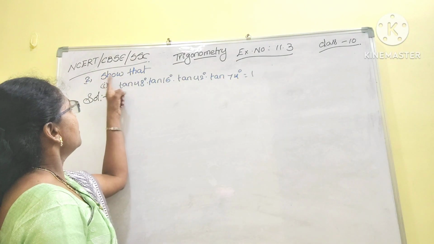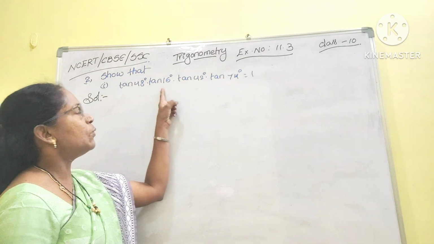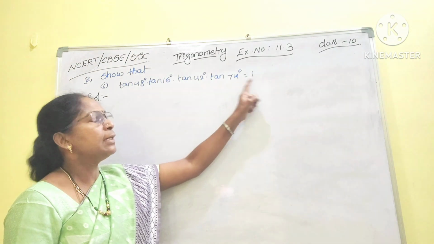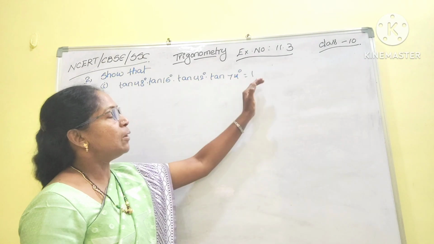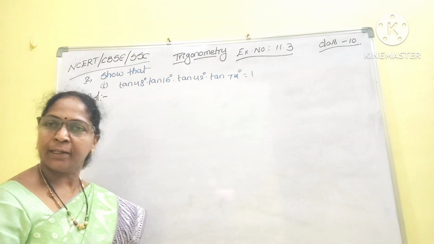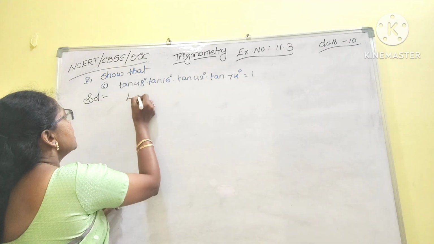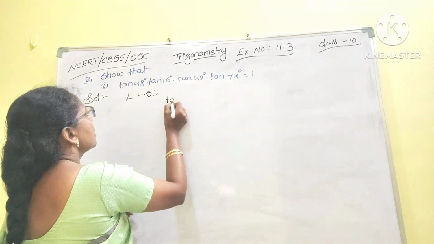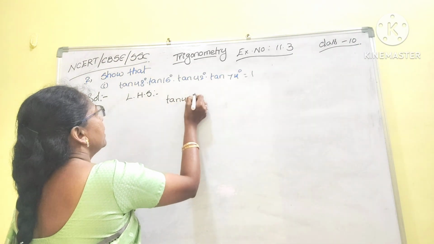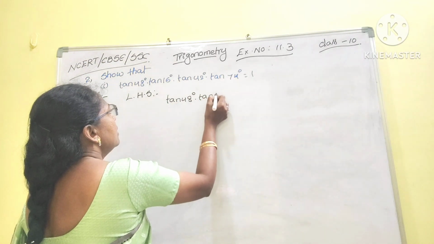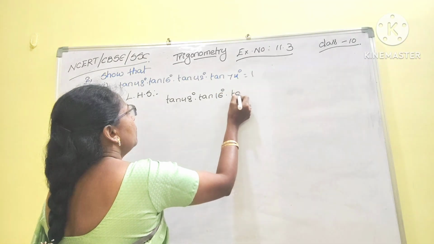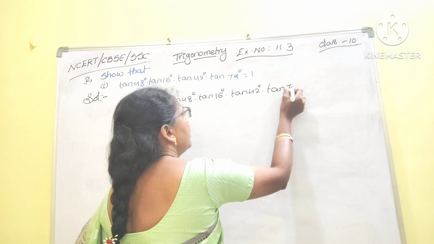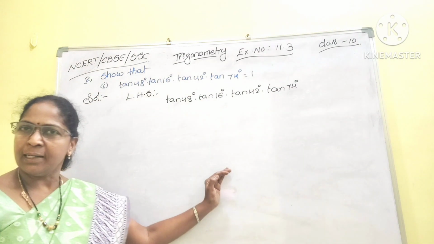Next question. Show that tan 48 degrees into tan 16 degrees into tan 42 degrees into tan 74 degrees equals 1. LHS equals RHS, you have to show that. So, consider the LHS value. What is that? The given thing, right? Tan 48 degrees into tan 16 degrees into tan 42 degrees into tan 74 degrees. This is the LHS value.